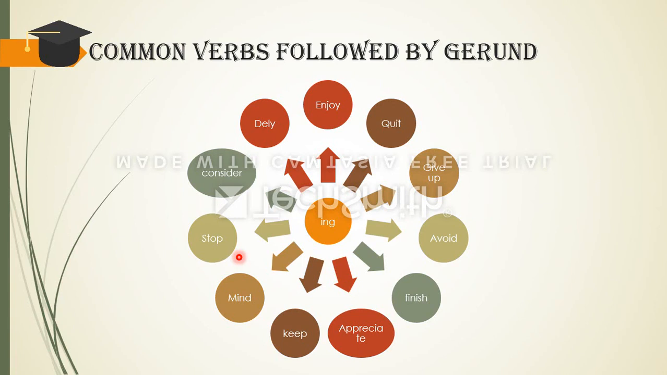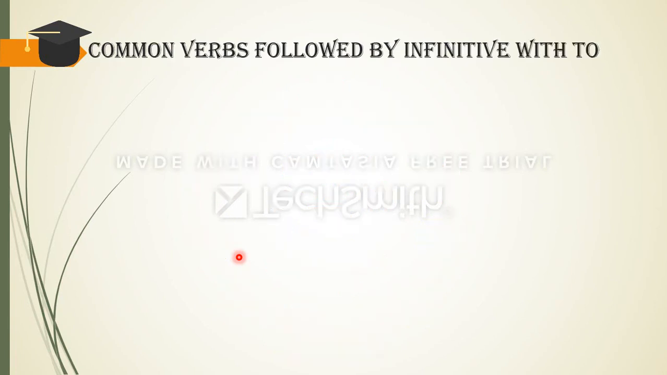He gave up, for example, smoking. Avoid listening to bad songs. Finish learning first. I appreciate you coming to my party. Stop using, for example, the mobile phone all the time. Consider revising your lessons every day. So whenever you have one of these verbs, you know that you should follow them by a gerund.